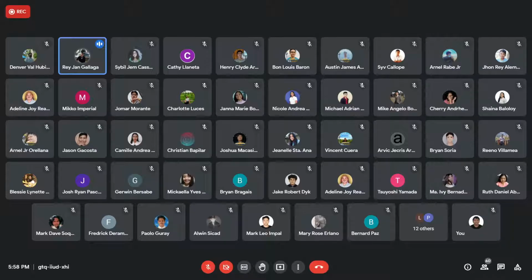So, question ko sa group. As a mechanical engineering student, what do you think ano kaya magagawa natin to help in the fight for climate change? Yun na lang yung question ko sa group.